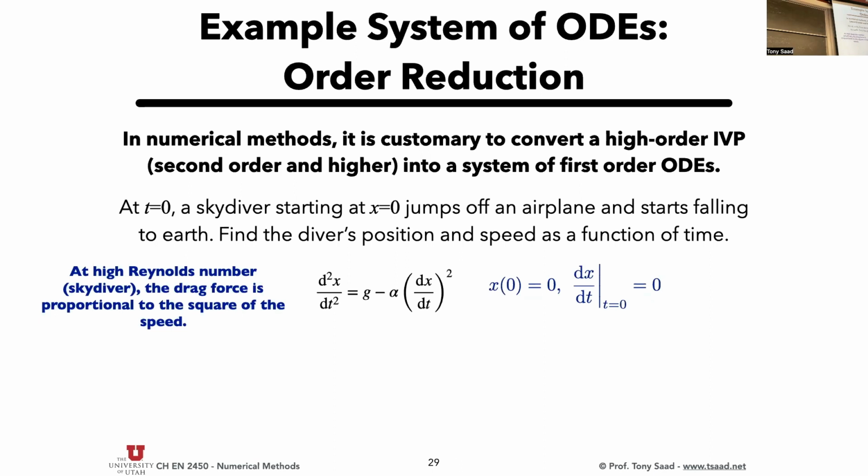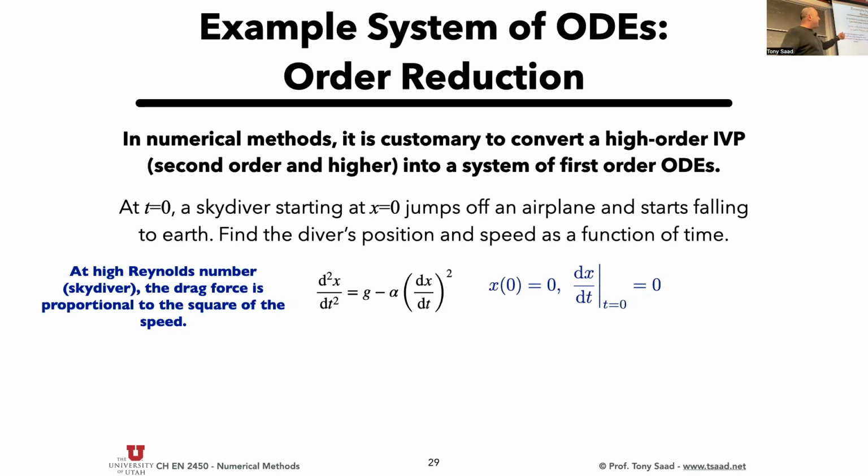Okay. And this is an initial value problem. Second order initial value problem, because you have a second derivative here and you have time as an initial value, and you're given these initial conditions, the initial location of the diver and the initial speed of the diver. So the diver is jumping from rest, okay?